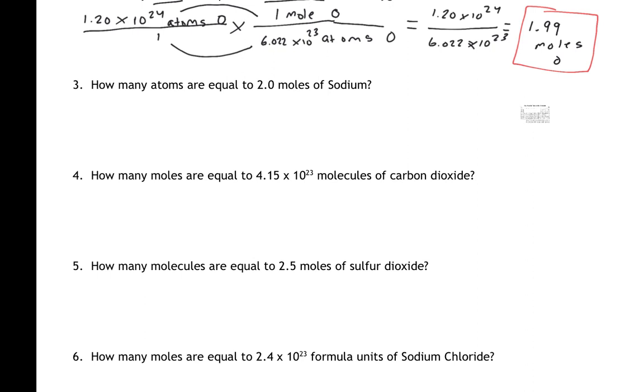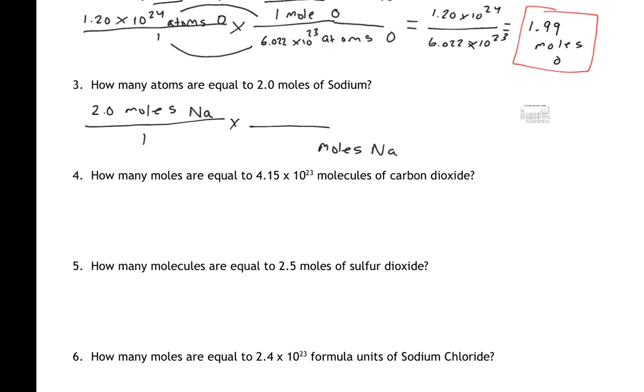So number 3, how many atoms are equal to 2 moles of sodium? So 2.0 moles of sodium, and the sodium symbol is Na. We'll put that over 1, so we don't put anything down there. And then we need moles of sodium on the denominator.